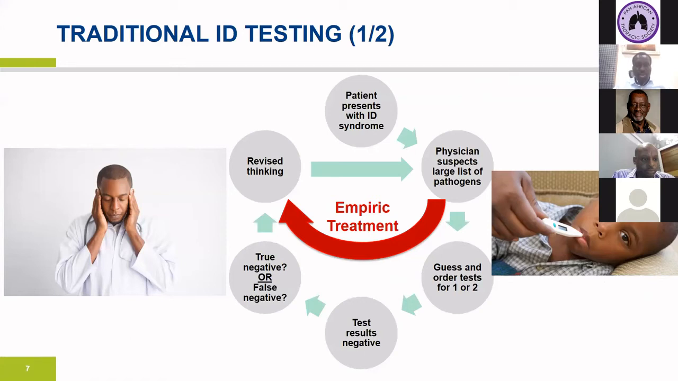And usually, depending on how sick the patient is, you will start empiric therapy, but at the same time, ideally you should be taking 1 or 2 tests to confirm the etiology. But if the test comes back negative, then you're forced to revise the thinking and repeat the process all over again, and perhaps guess another list of tests. This can go on and on.